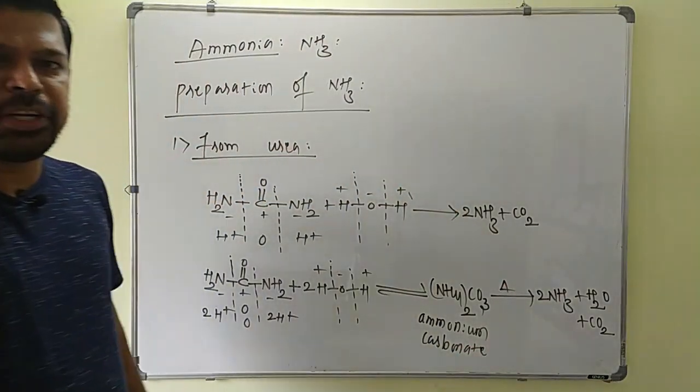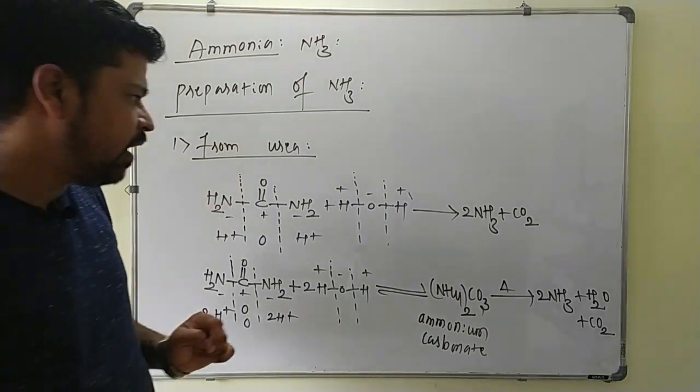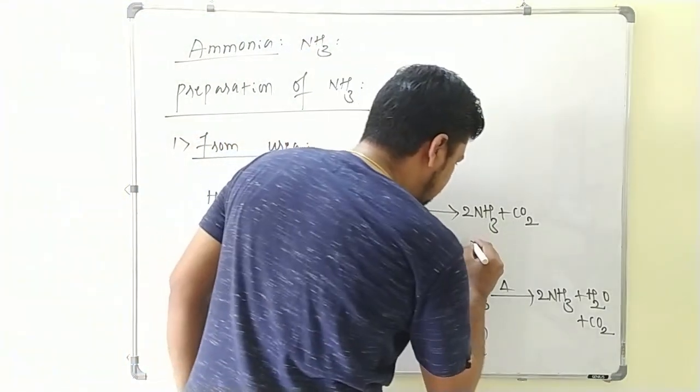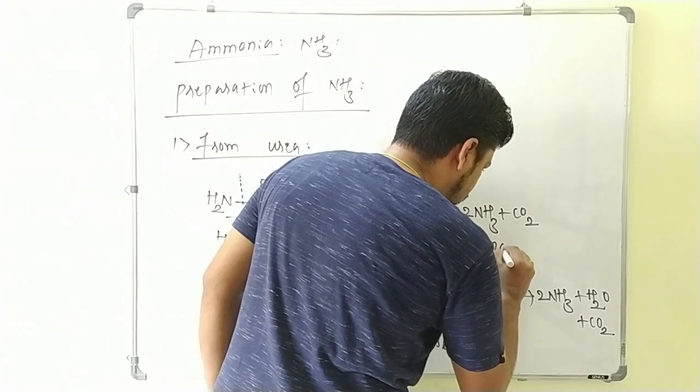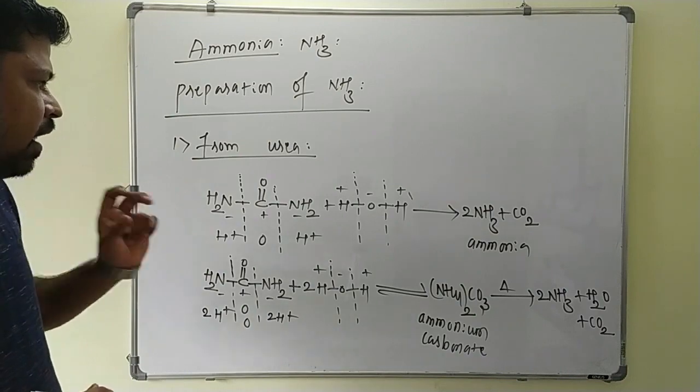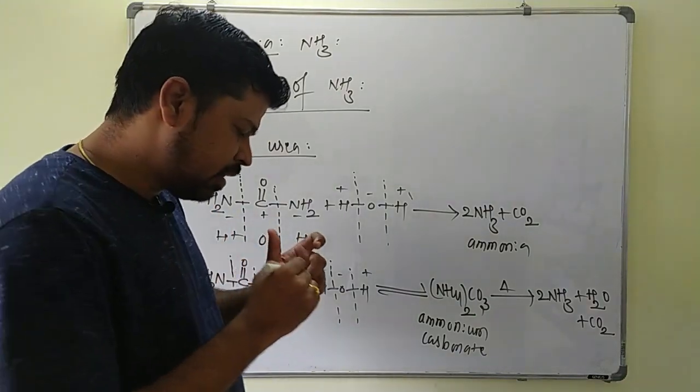This is the preparation of ammonia from urea. Simply by the hydrolysis of urea, you can prepare ammonia. This is ammonia. You will get it. This is the first method of preparation of ammonia in small quantities. Next method.